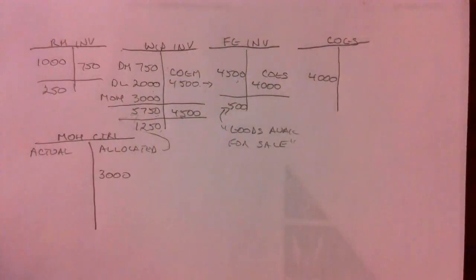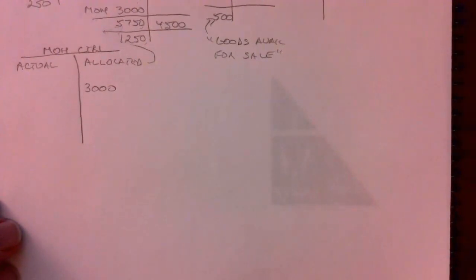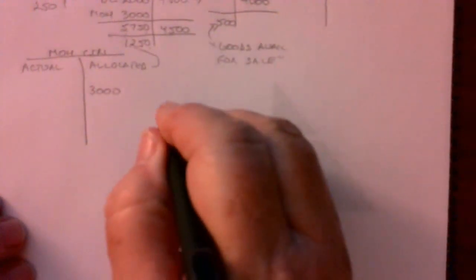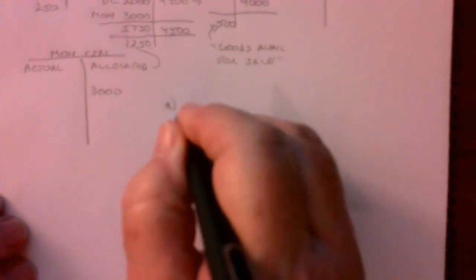So the first journal entry we would have, I'm going to slide this up. I'll put them over here. First journal entry is the purchase of raw material inventory. So for A, I would debit raw material inventory for $1,000. And you can credit cash or you could just credit accounts payable.